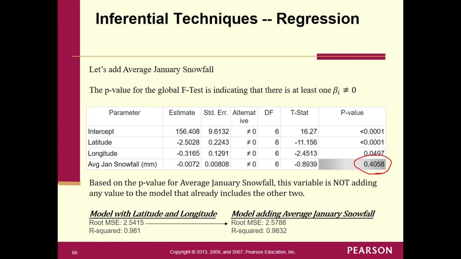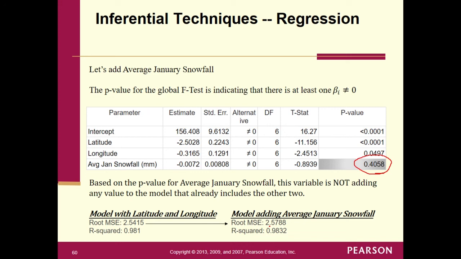No, it's not. So based on the p-value for average January snowfall, this variable is not adding any value to the model that already includes the other two. Let's take a look here. Here is the model with latitude and longitude. S turned out to be 2.54 essentially. And what happened to S? It went up, didn't it? We don't want it to go up. We want that to be as small as possible.